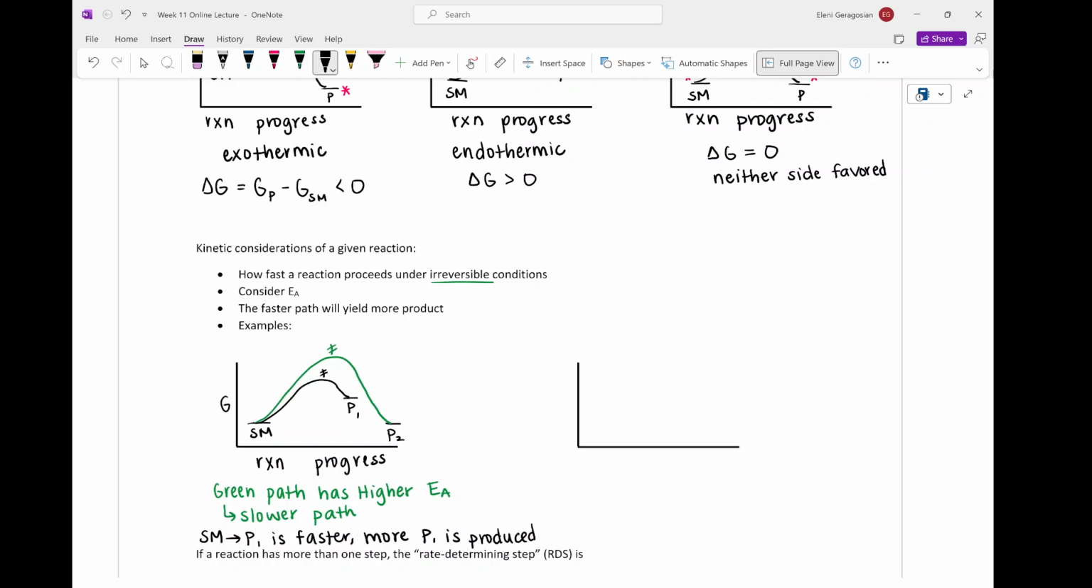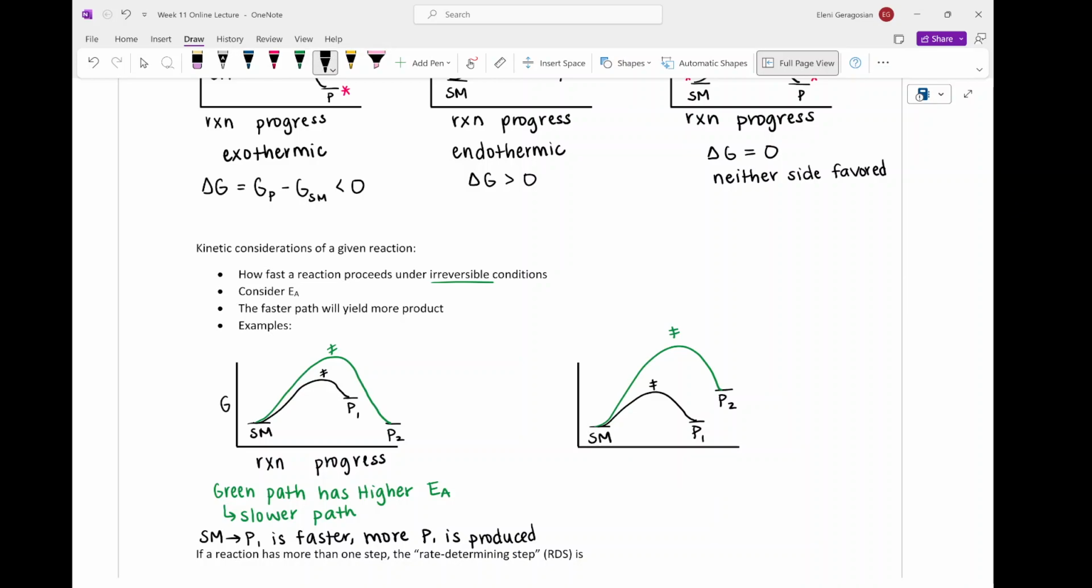So more of the P1 product is produced because of the faster reaction. Now it could also be the case that we have starting material, let's say P1 is about this much energy and then P2 is higher energy. And the transition state to P1 is lower energy than the transition state to P2. Well, now I think it's pretty clear.